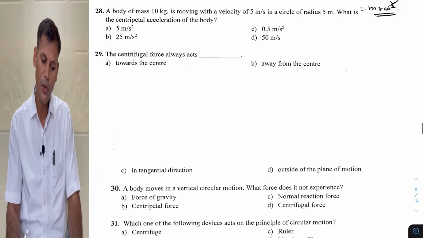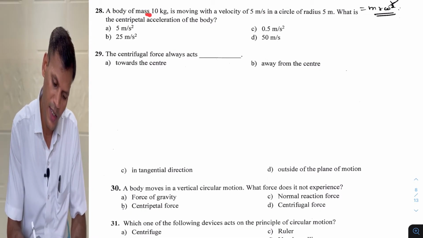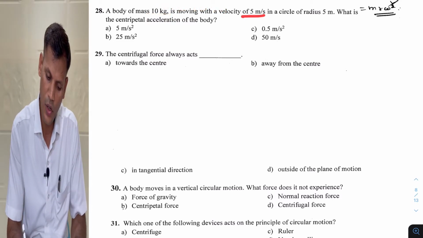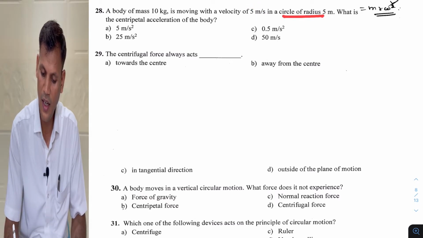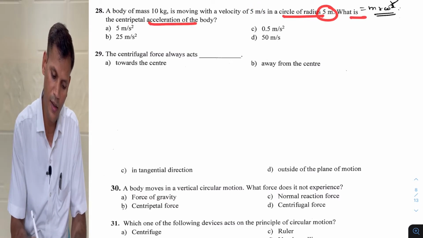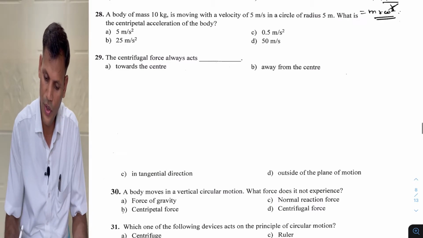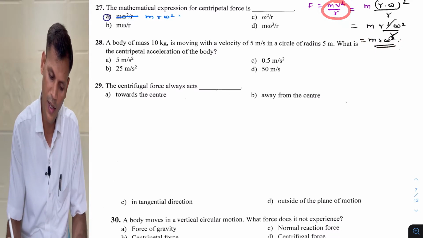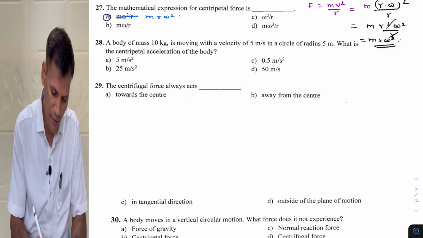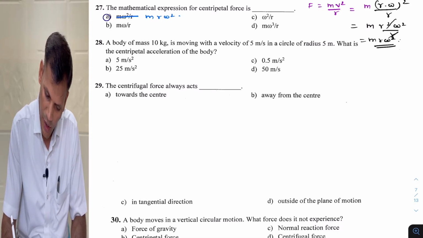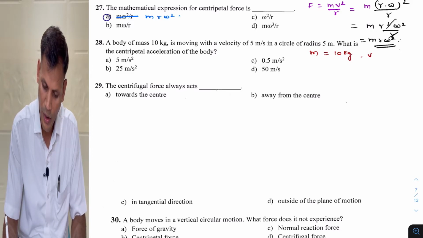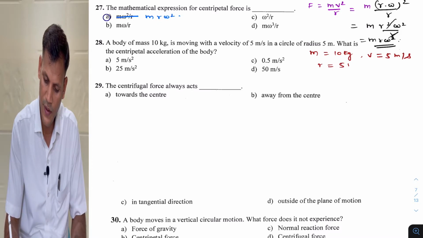Next is question number 28. If a body of mass 10 kg, so m is given as 10 kg, is moving with velocity v in a circle of radius r, what is the centripetal force? So of course this formula we have already written, m r omega square or m v square by r. So what information is given? Mass of the body is given as 10 kg, v is 5 meter per second and r is the radius, which is 5 meter.